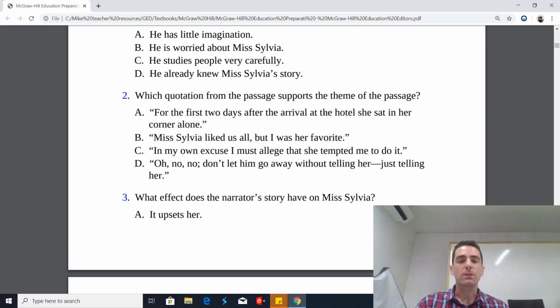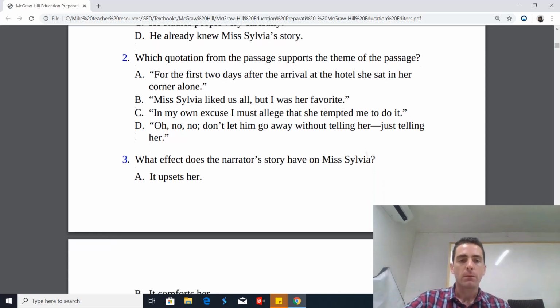B, Miss Sylvia liked us all. I was her favourite, not connected. C, in my own excuse, I must allege that she tempted me to do it. That's nothing to do with lost love. D, oh, no, don't let him go away without telling her, just telling her. That's connected directly to the theme of lost love and broken hearts and all that stuff. D connects to that. So the answer is D there, guys, okay?